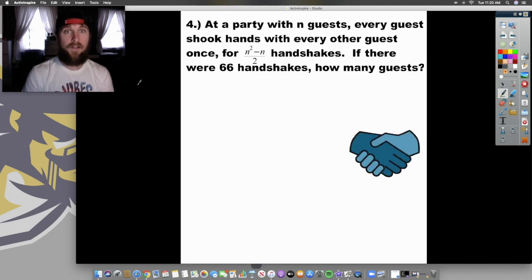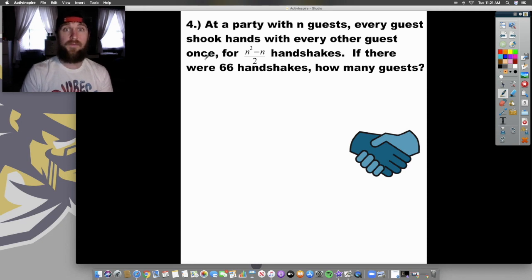One last example I like to look at is just an application of quadratics. Now this could be done with guess and check. It could be done with drawing a picture, but kind of interesting right now because we shouldn't be shaking hands. So hypothetically, if we walked into a room that was full of a bunch of people and everyone walked around and introduced themselves to everyone else, how many handshakes would occur?